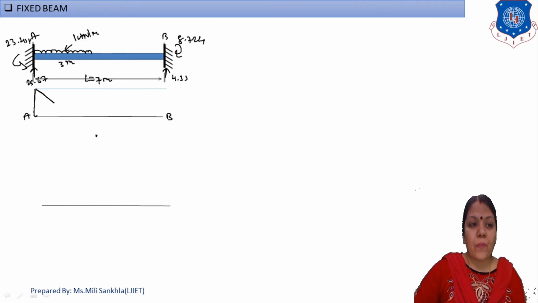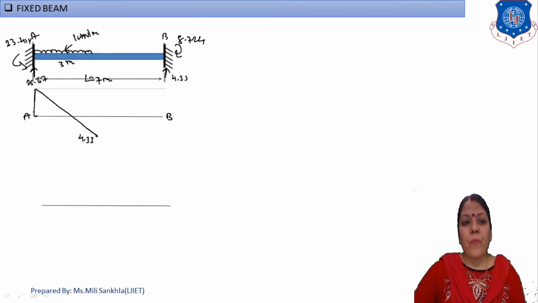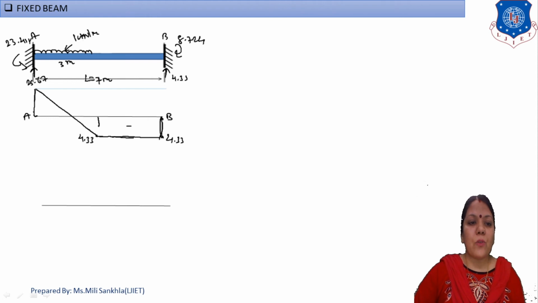Just go down here and make an inclined line, and this point is 4.33. From here there is no load, so just make a constant line, and this support reaction is 4.33 up on the right hand side, so join this line again. This point is equal to 4.33 and negative. Suppose I draw this point, simply separate it out: this is plus and this is minus.